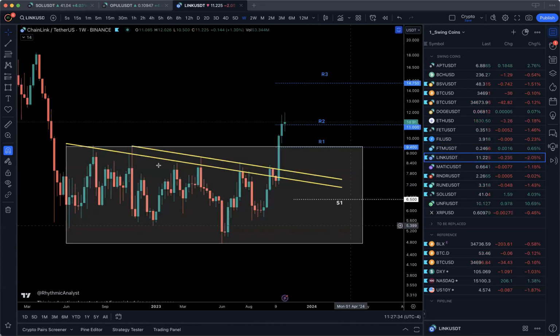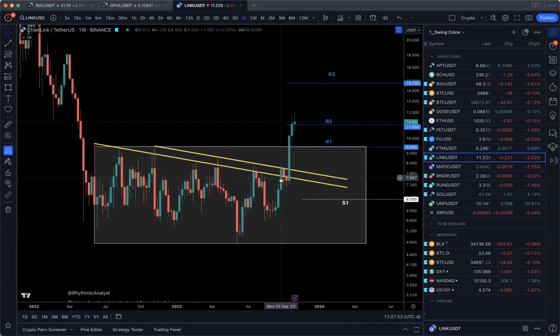Like LINK, remember this was the trading range and it broke above, it's near R2. It's fantastic. This was the boring part. There's nothing more to add, to be honest, on LINK.